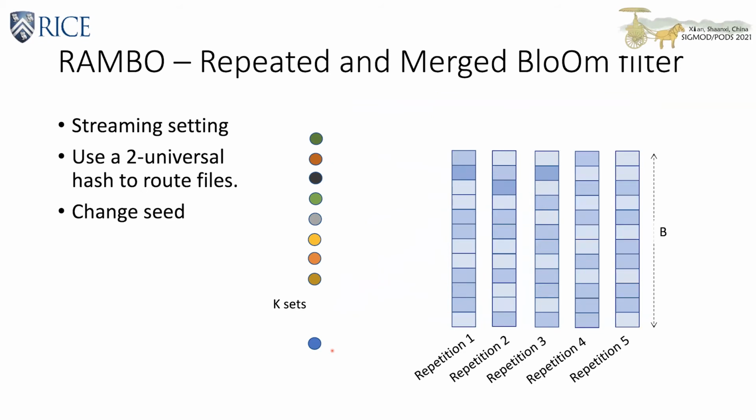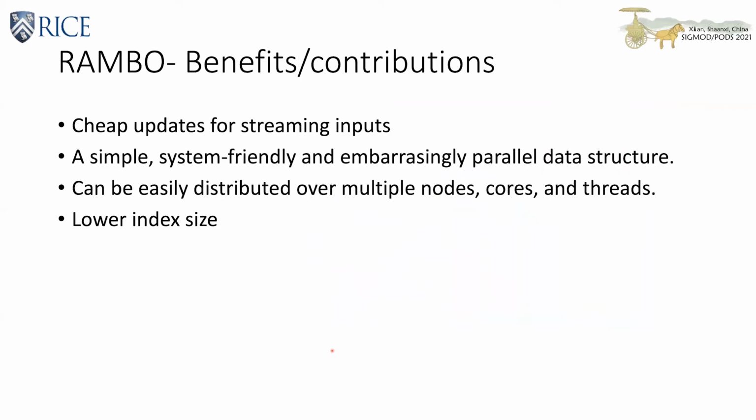So here, all and literally all the insertions are independent, and hence this can all be done in parallel. So we have an index which supports cheap updates for streaming inputs. It is embarrassingly parallel. It can be easily distributed over multiple threads, and due to the union of the sets, we have a less effective insertion on one repetition, which keeps the index size lower.